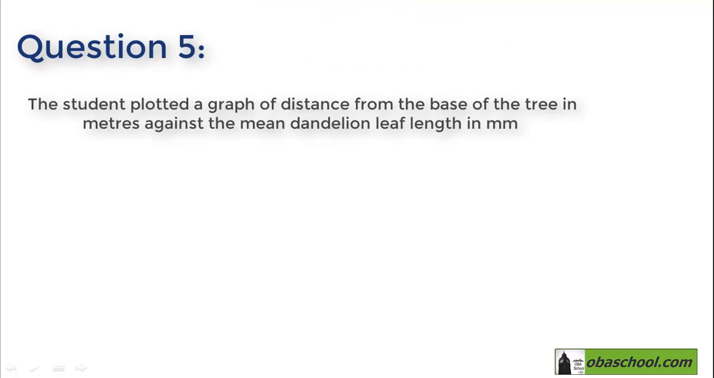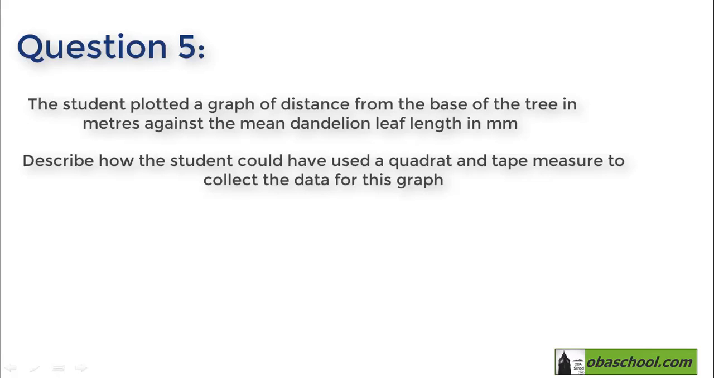Question 5. The student plotted a graph of distance from the base of the tree in meters against the mean dandelion leaf length in millimeters. Describe how the student would have used a quadrat and tape measure to collect the data for this graph. Note that to plot the graph, the student should measure the length of leaves at specific distances from the tree.